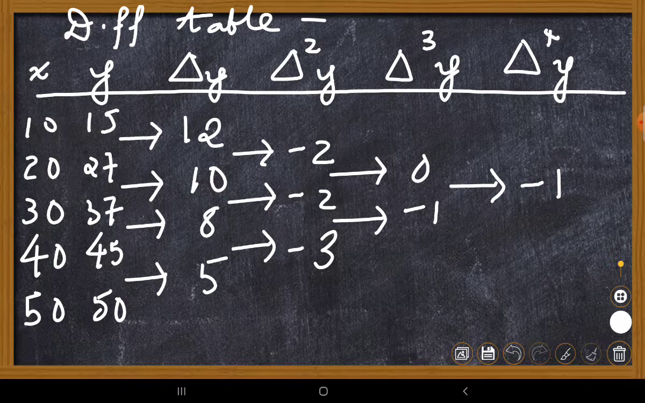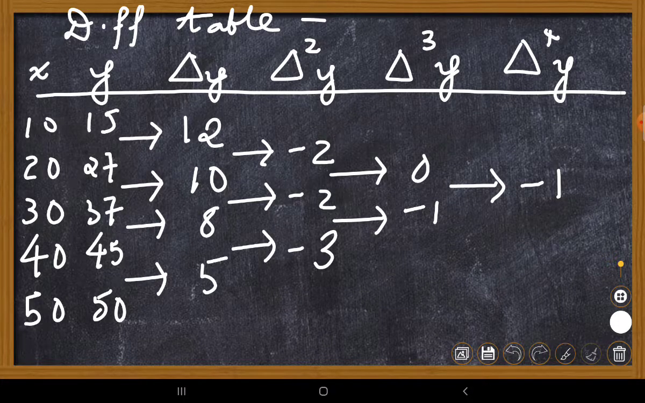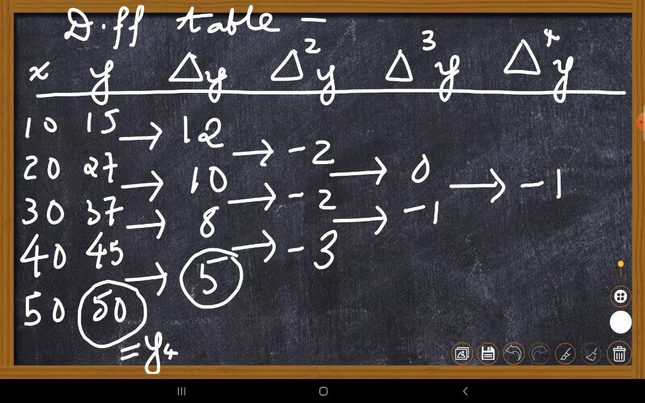Now you have to remember that in Newton's forward formula, you were taking these values from here, right? But in this case, for backward interpolation, you have to take in the opposite direction. You have to start from the bottom. So this will be your value of y4, and then this will be your value delta y3.